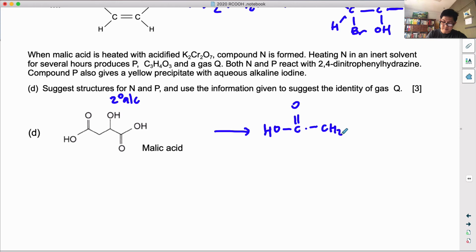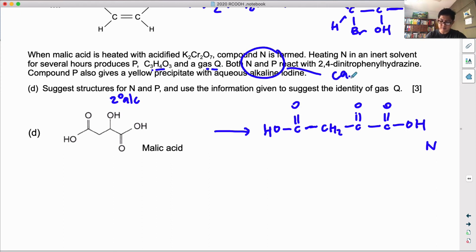So this is what it should look like. So it becomes a ketone, and the rest will still stay the same. So this is my structure of N. So let's see whether it makes sense. Heating N in an inert solvent for several hours produces P and a gas Q. Both N and P react with 2,4-DNPH, which means N and P are both carbonyl. Which is correct, because N has a carbonyl group here.